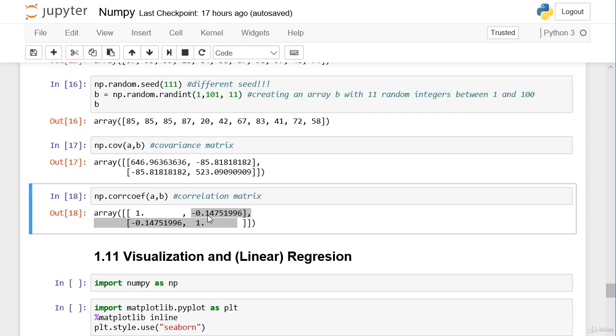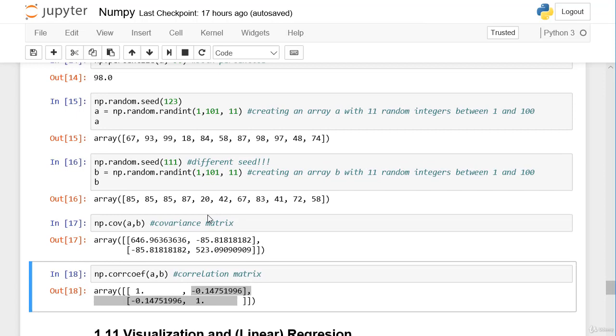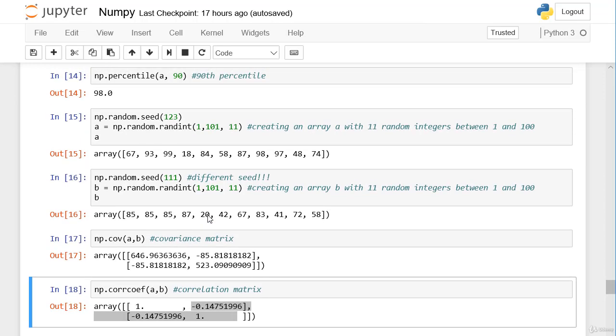Alright, so this is it. This was a quick overview of summary statistics. So there are a lot of options here in NumPy, and in the next session we see us again with visualization and regression with NumPy.